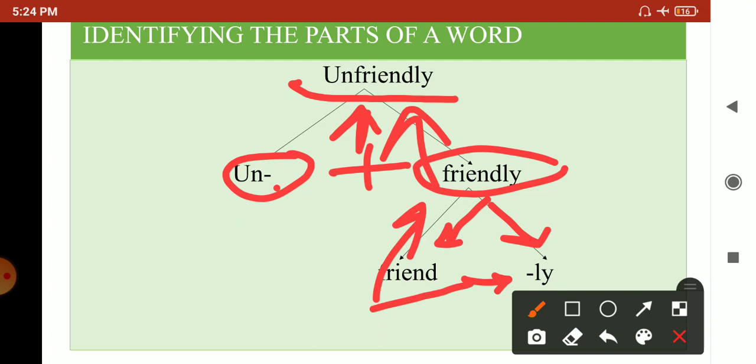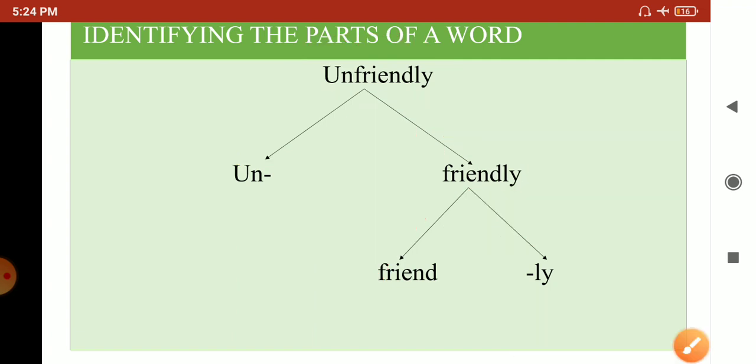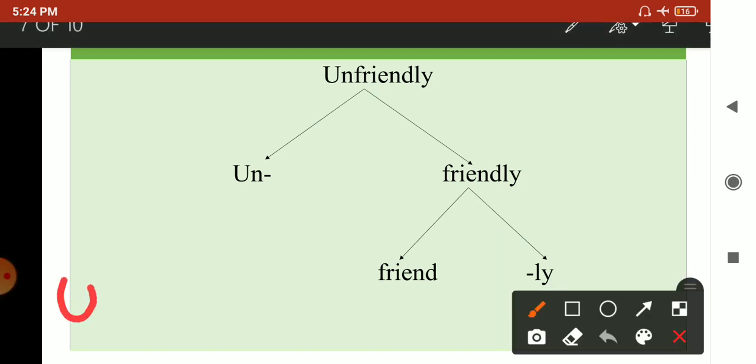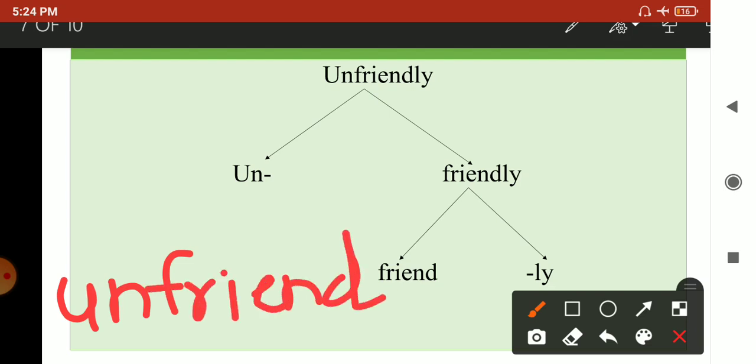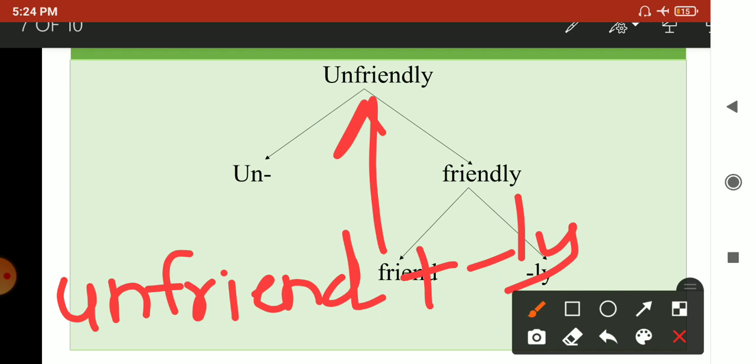This is the sequence of forming the word unfriendly. You cannot say that I shall take un first, then I shall take friend, unfriend, and then I shall attach ly to it and then I shall create unfriendly. No, that is not the procedure, that is not the process of the formation of the word unfriendly.